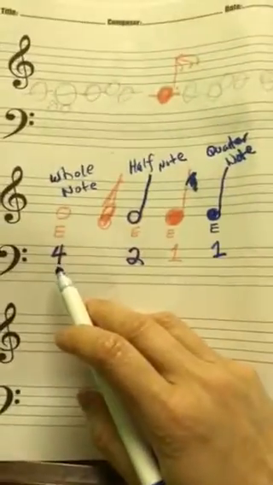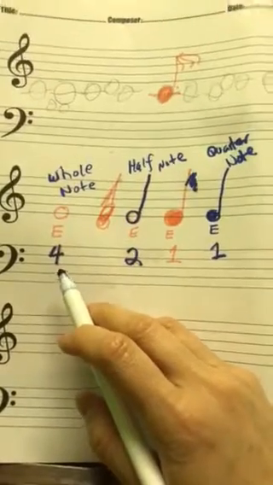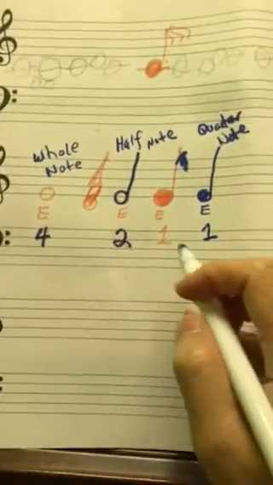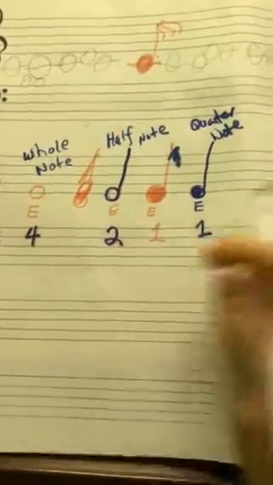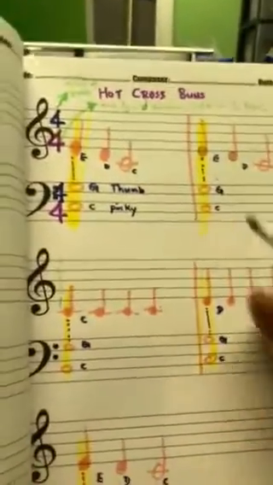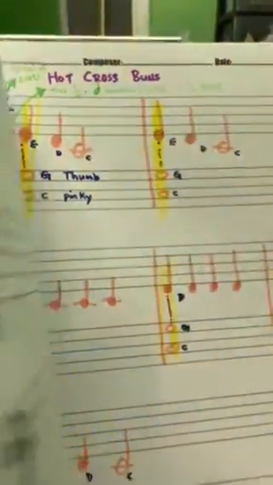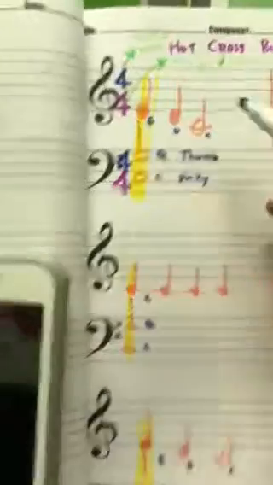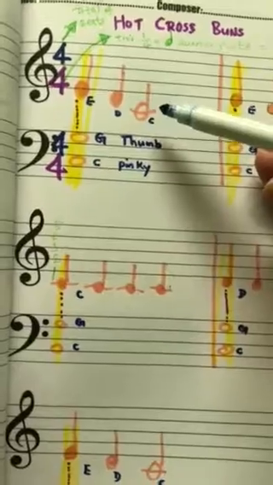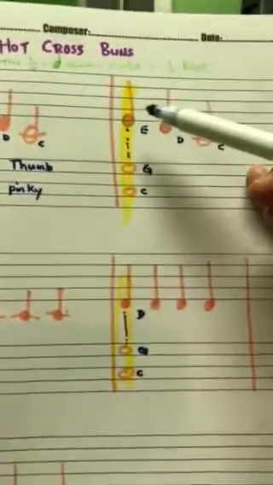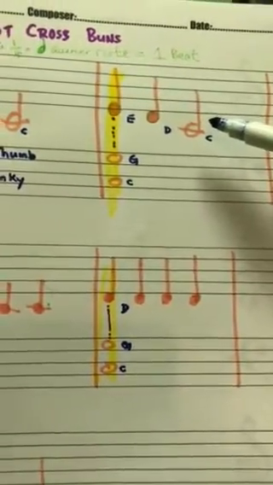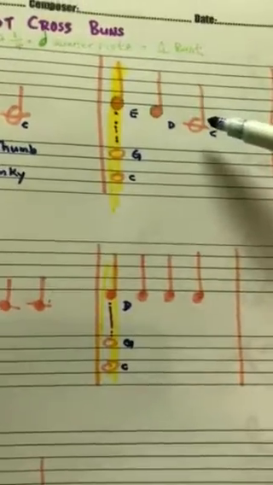So you assign 4 counts to this, 2 counts to that, and 1 count to this, to that. So if we were to look at how it corresponds, this would be your first count, your second count, and your third and fourth count, because this half note gets 2 counts. Same thing, 1, 2, 3, 4. So this guy gets 2 counts, the third and the fourth count.